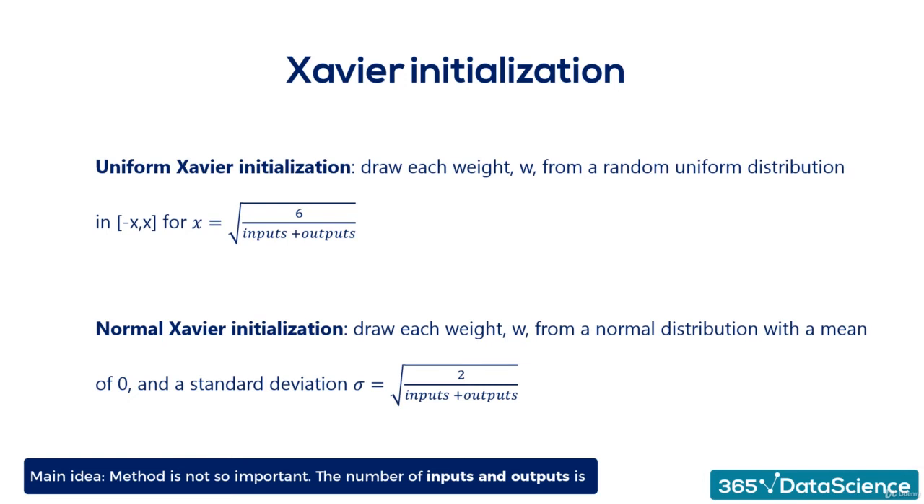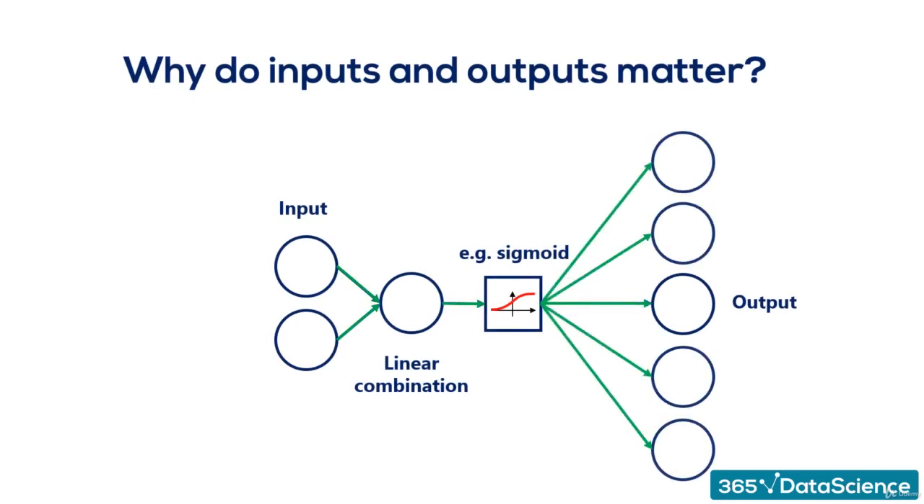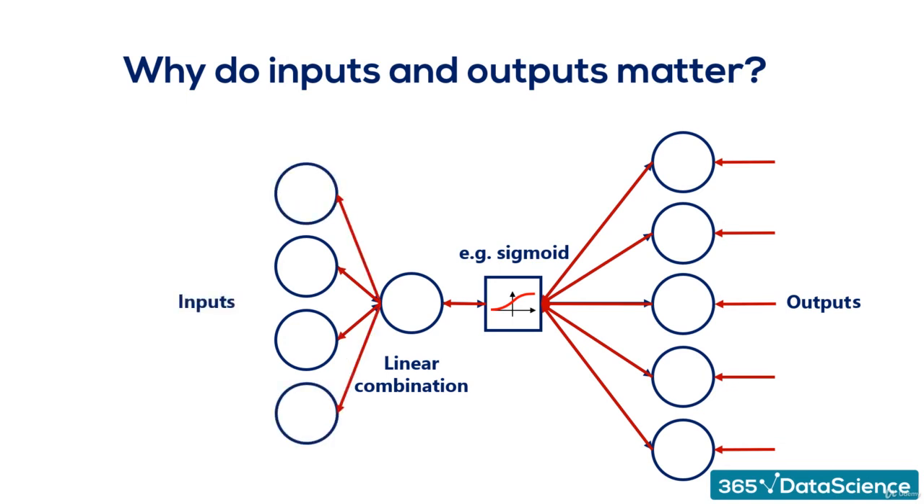Another detail you should notice is that the number of inputs and outputs matters. Outputs are clear. That's where the activation function is going. So the higher number of outputs, the higher need to spread weights. What about inputs? Well, optimization is done through backpropagation, so when we backpropagate, we would obviously have the same problem but in the opposite direction.